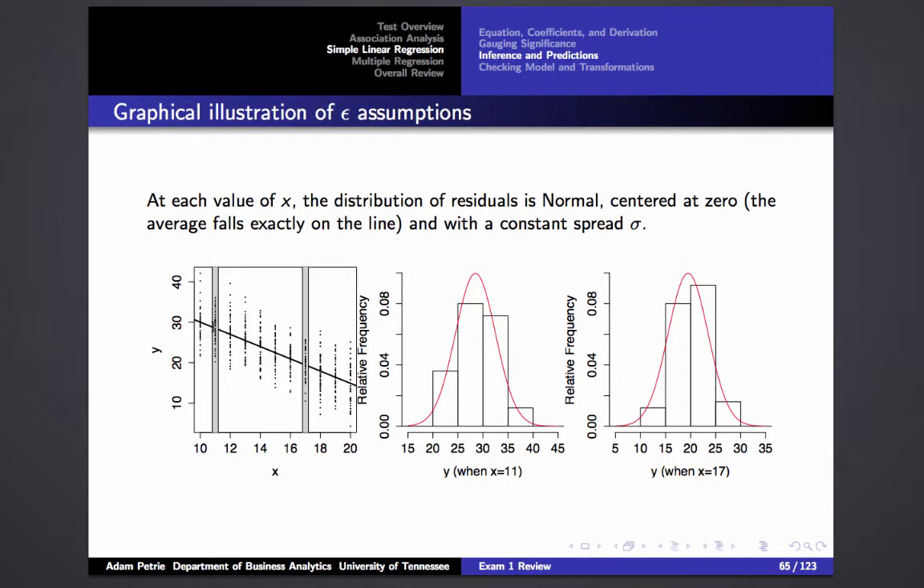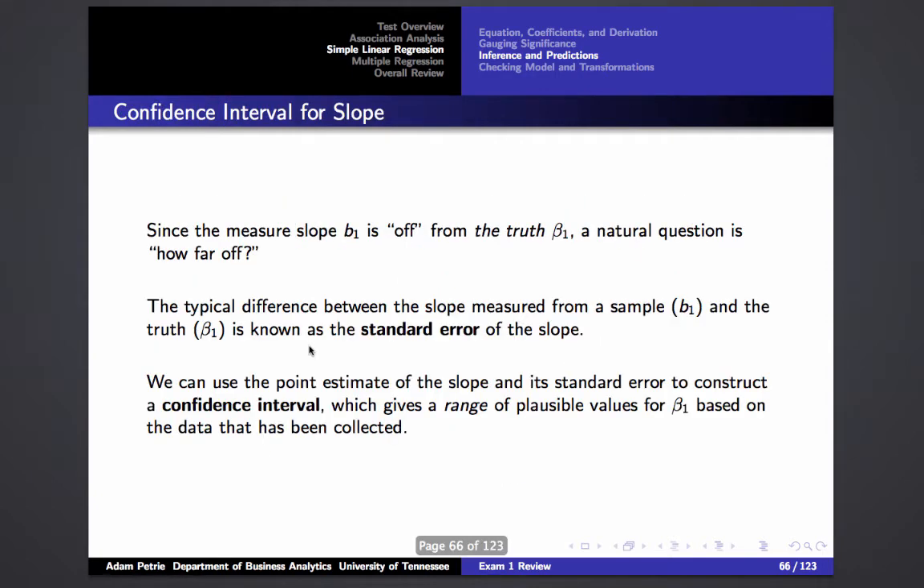So if we took a small slice at a particular value of x, the individuals don't all fall on that regression line. But the distances they are away from the regression line, the distribution of the residuals, is normal. And it's the same normal curve no matter where we look. That's the key assumption of the regression model.